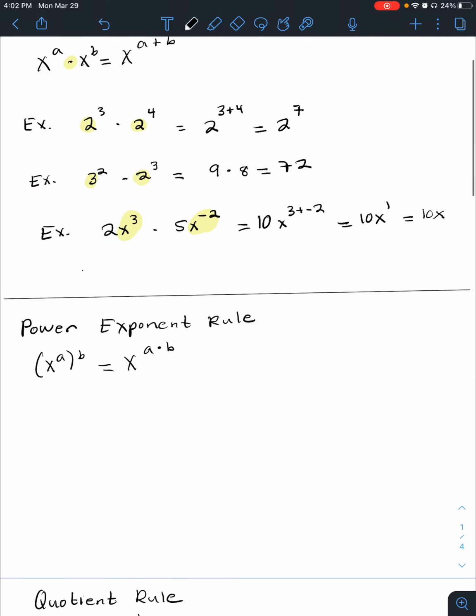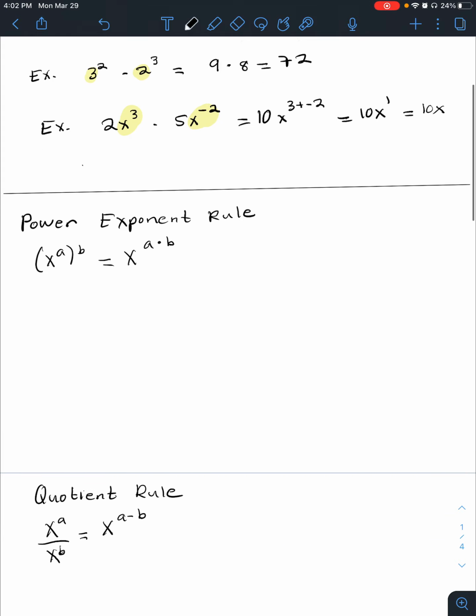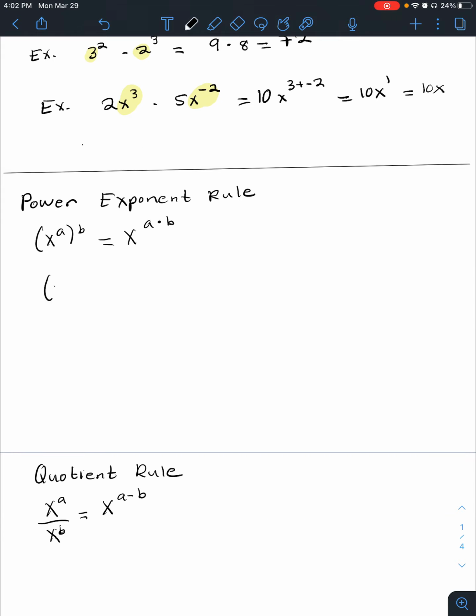The next rule that we're going to move on to is called the power rule. So let's say that we have 2 to the power of 2, all to the power of 3. The rule here is we just multiply the exponents and we get 2 to the 6. So once again, if you remember the rules, it's really not too bad to follow.